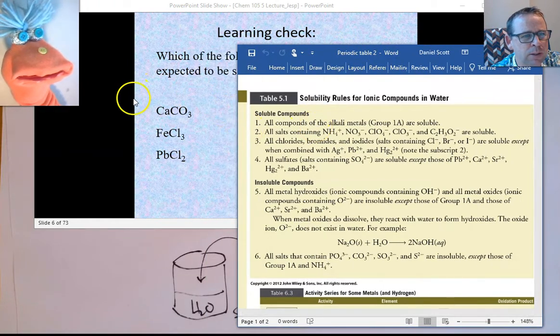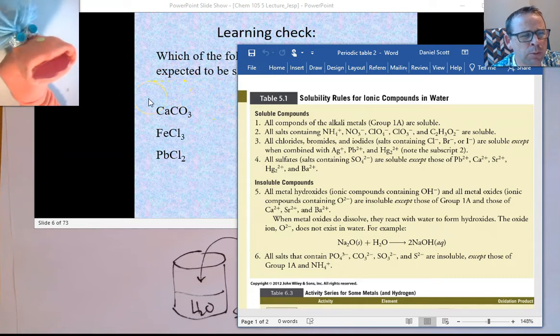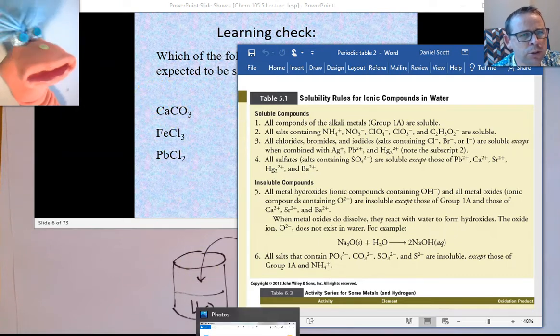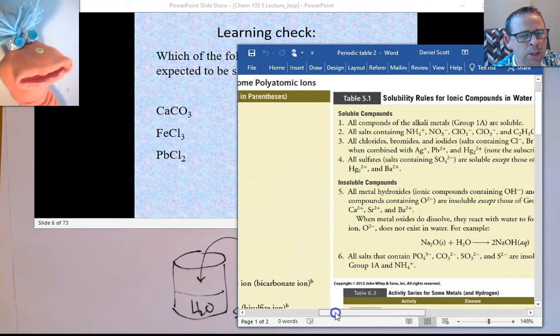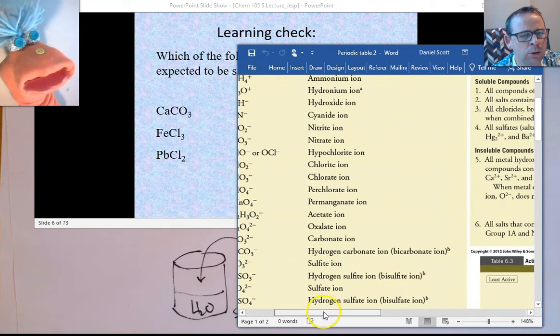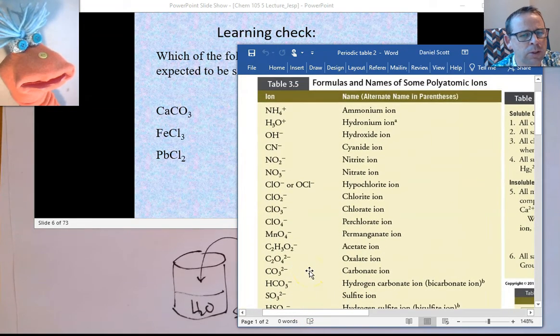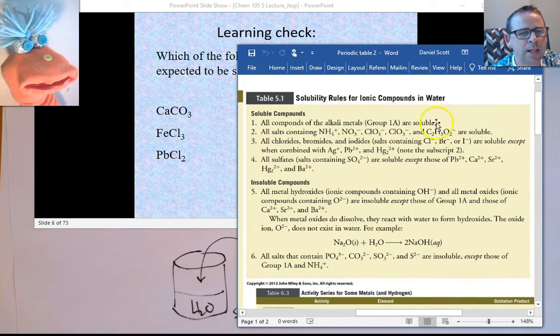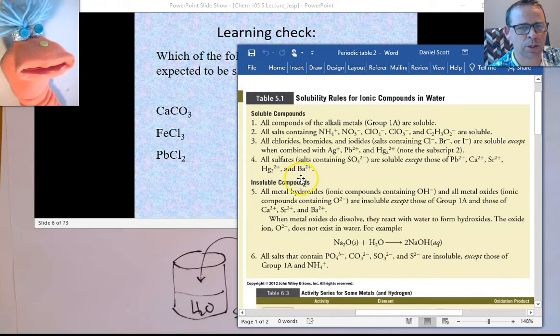Any rules about this compound, CaCO3? Did I tell you what the name of that compound is? I think you said it, but I can't remember. Well, why don't you try to figure it out? Ca is calcium, that's right. And then you can just slide over a little bit. I can't see the ions. Okay, what do you see? There it is, calcium carbonate. Very good, calcium carbonate.